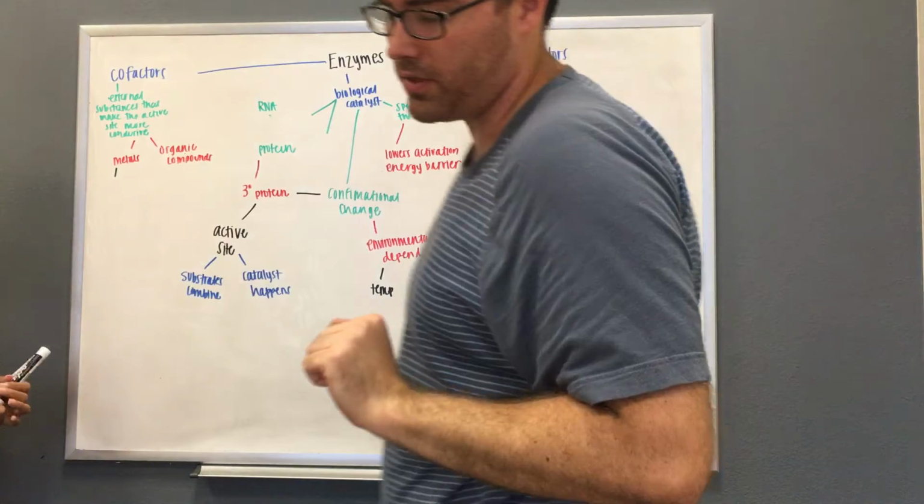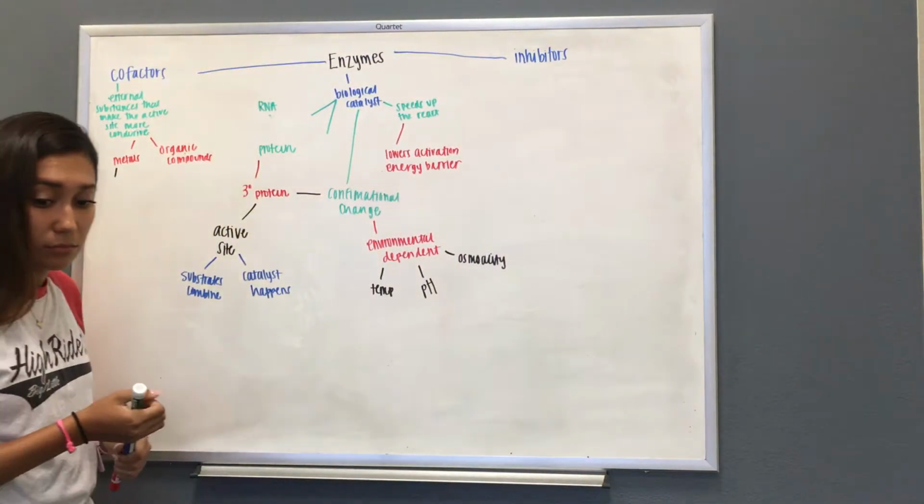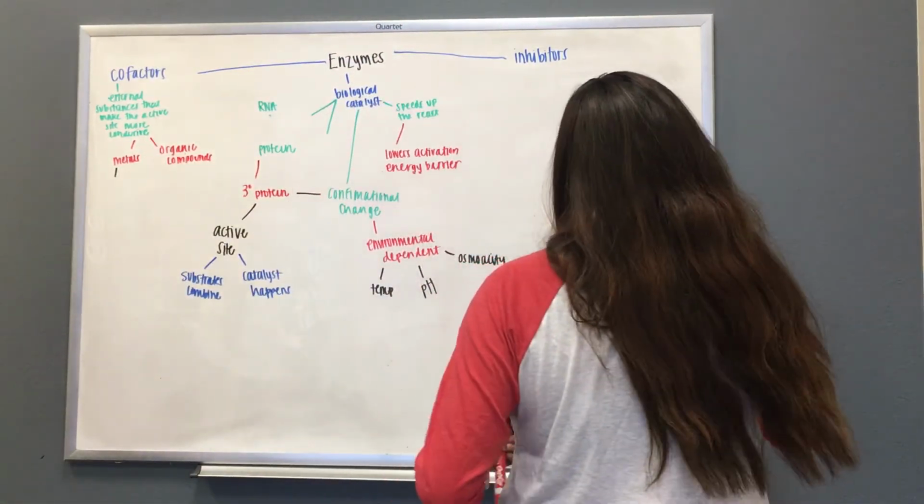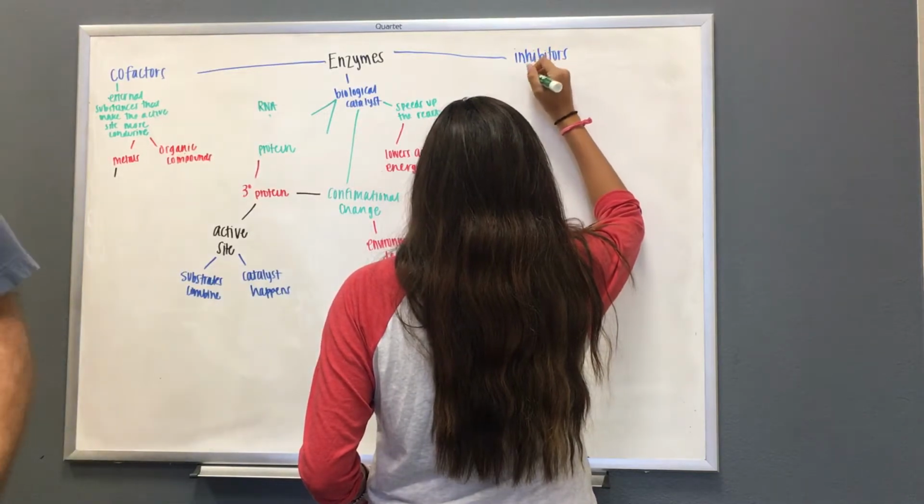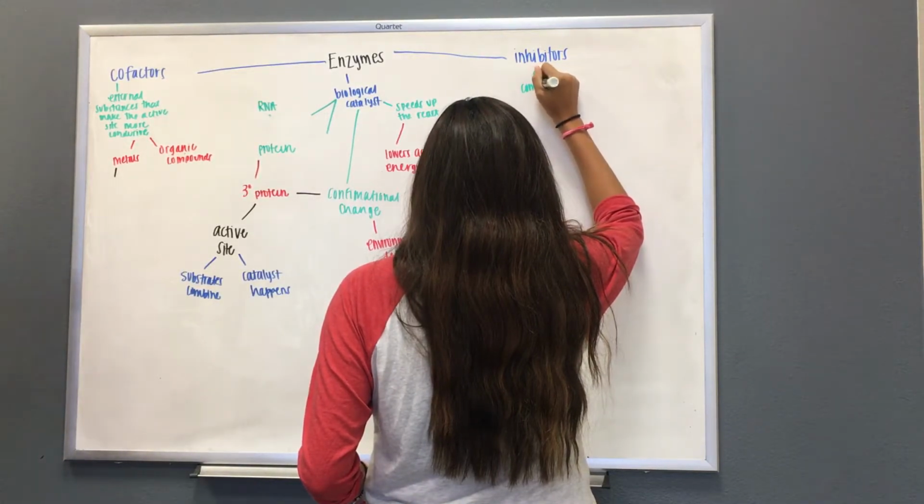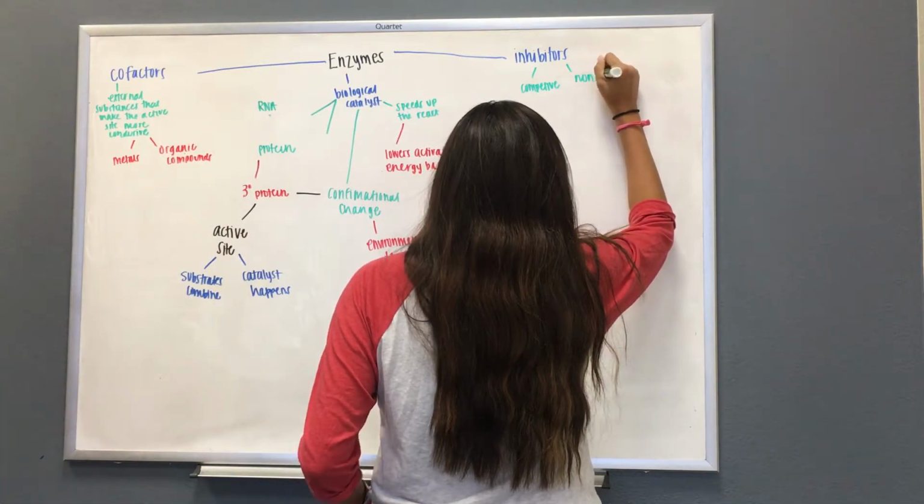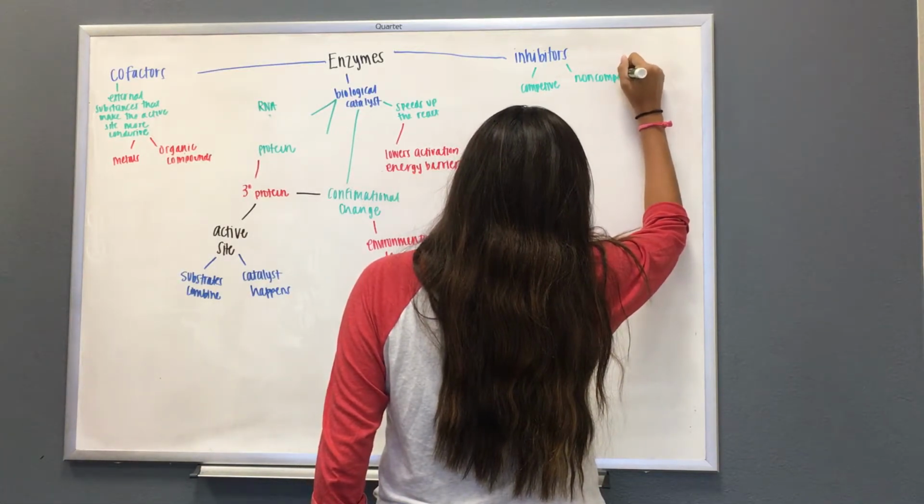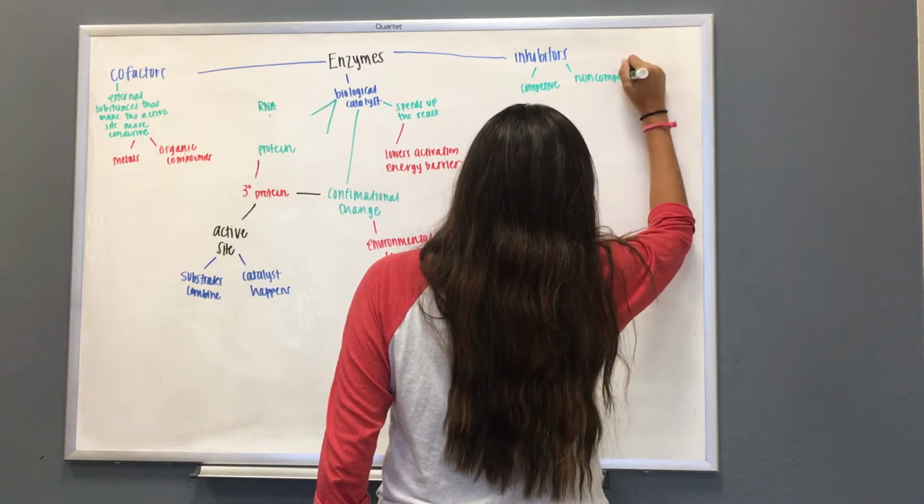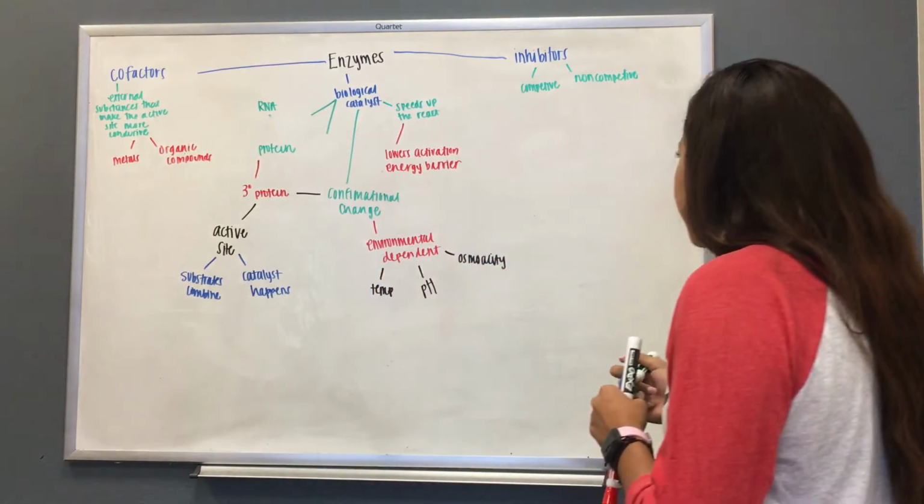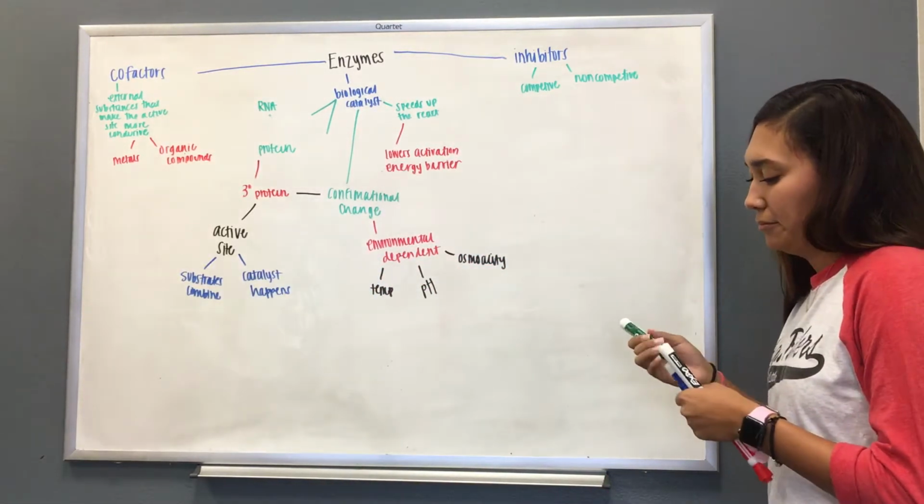Inhibitors, let's see, what are the two inhibitors that he wants you to know? Good, competitive inhibitors and non-competitive inhibitors. And believe it or not, he's actually not a prick about nomenclature, and I kind of like that about him.